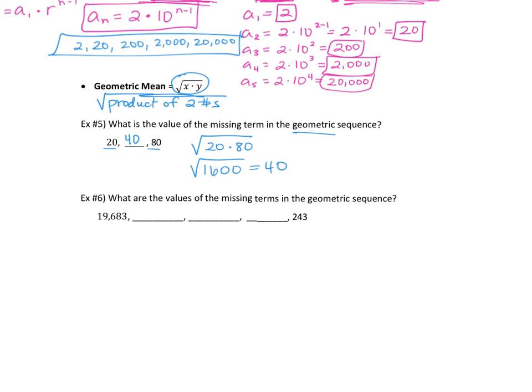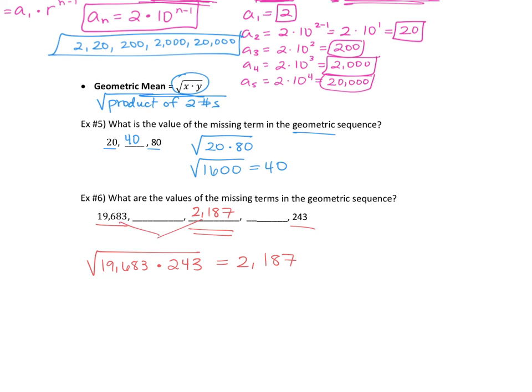Okay. Now this one's a little bit different, but again, there's 5 numbers here. We're going to find this one first because that's the one that's perfectly in between the 2 that we're given. So we're going to take the square root of 19,683 times 243. Okay, if you plug that in, you will get 2,187. So that's this number.